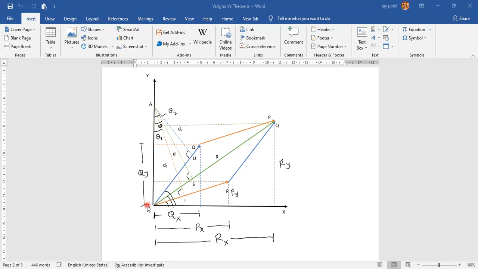At point O, we have two forces. See my cursor very carefully. I think the red dot cursor is visible to all of you. Please confirm. Red dot cursor is visible to all of you. Okay, fine, let's go.